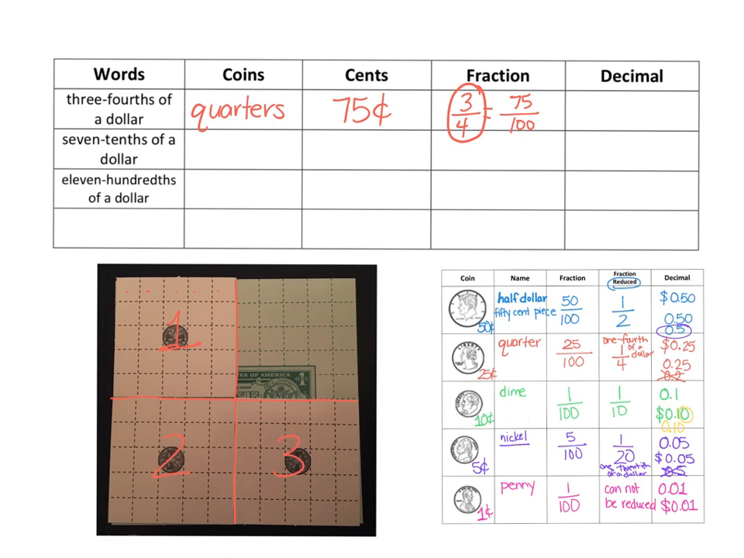Now, for the decimal, if we had 75 cents, we would have 75/100ths. So when we write that as a decimal, we're going to write 75/100ths. And since it's talking about a dollar over here, we can put a dollar sign. 75 cents is the same as 3/4 of a dollar.